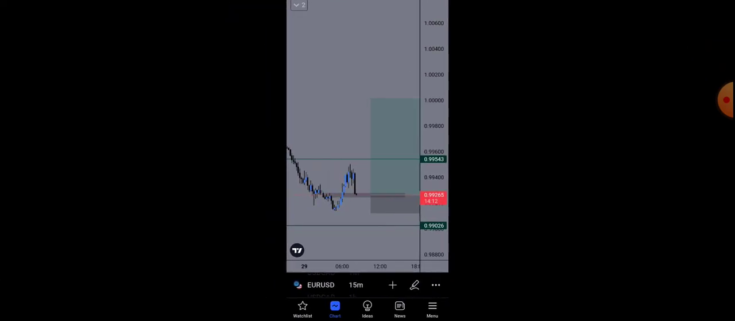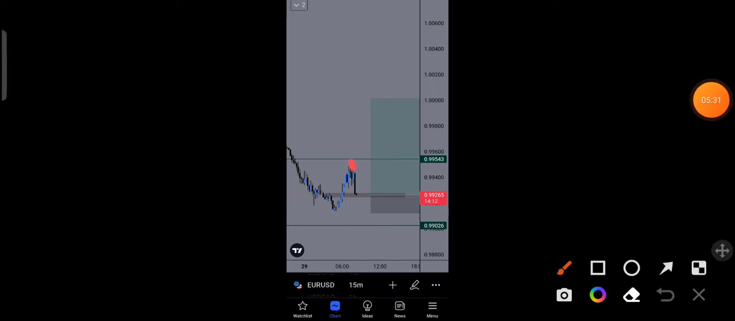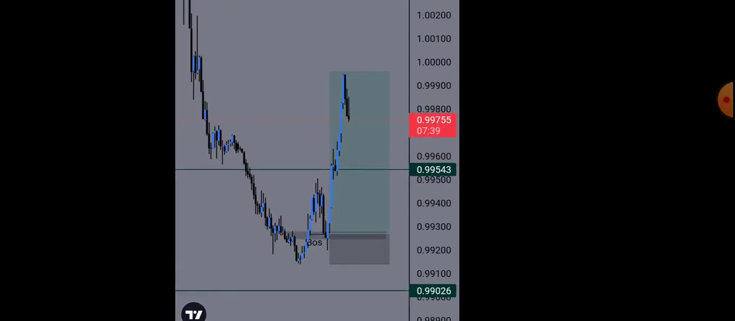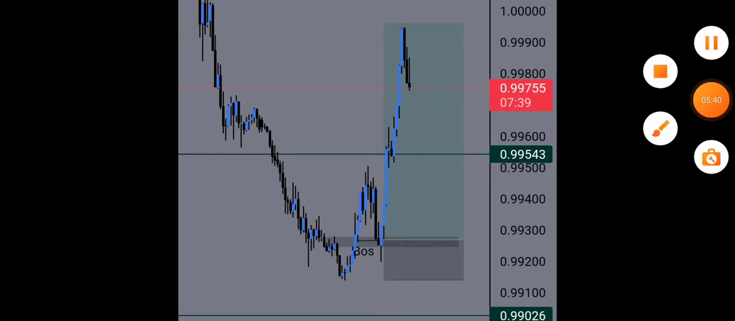I told them the profit you make from this sell, you cannot compare it to the profit you'll be making from this buy. I explained further and deeper for them. So as you can see, boom, TP was smashed.